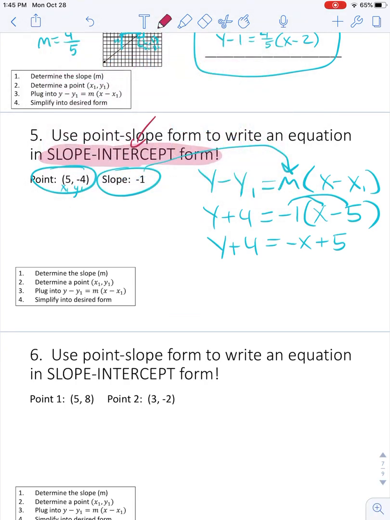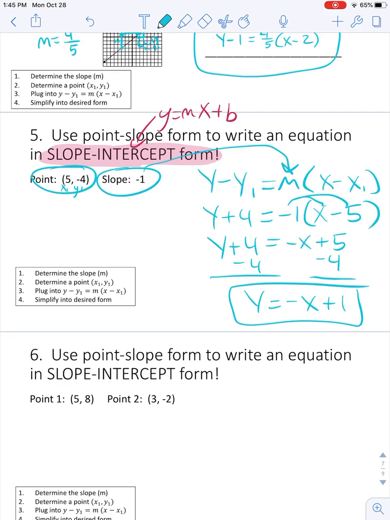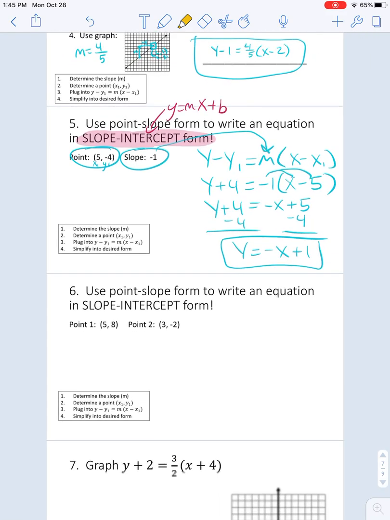So we plugged into point-slope form, but now we're finishing into slope-intercept form. So we're going to keep going. We're going to subtract this 4 and get y equals negative x plus 1, which is in slope-intercept form. So really, this step over here, when we plugged into point slope, was really just a work step. It's not a final answer. Point slope is a way to get to slope-intercept form.